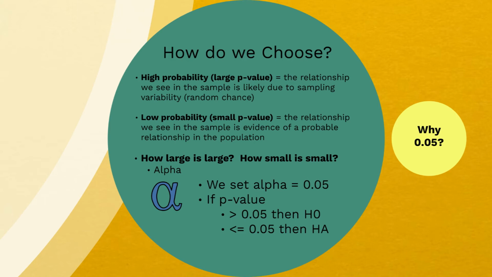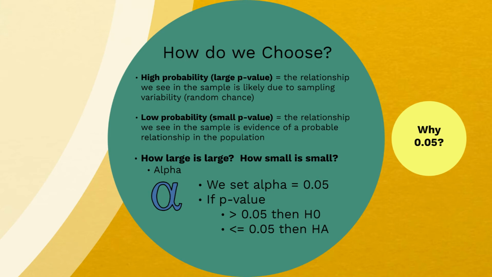So how do we choose? We need some kind of benchmark level. So what's large and what's small? Remember, a high probability or large p-value means that the relationship we see in our sample is likely due to just random chance and we're more likely to stick with the null hypothesis.